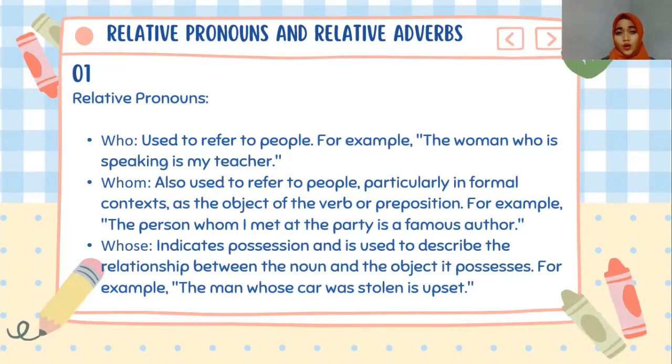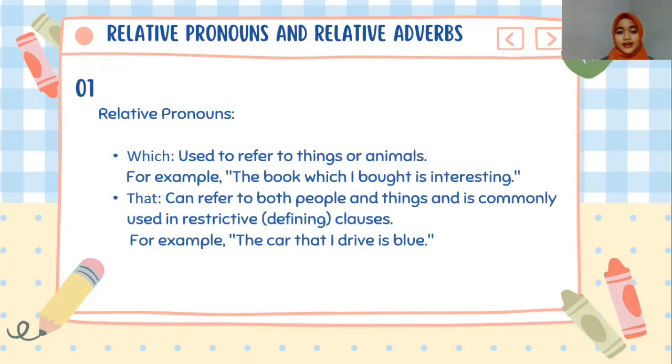And the third, whose, indicates possession and is used to describe the relationship between the noun and the object it possesses. For example, the man whose car was stolen is upset. And next, which, used to refer to things or animals. For example, the book which I read is interesting.